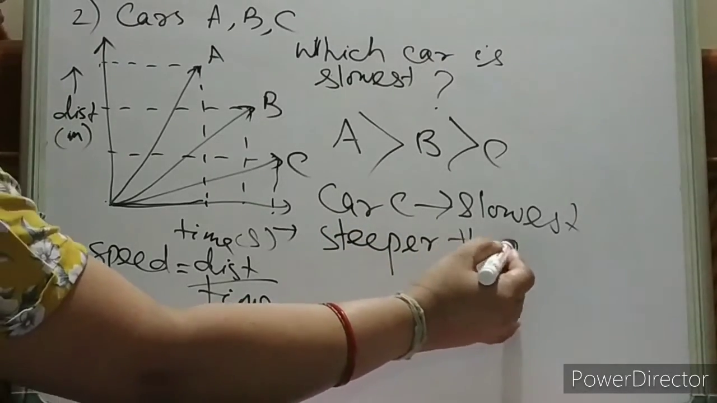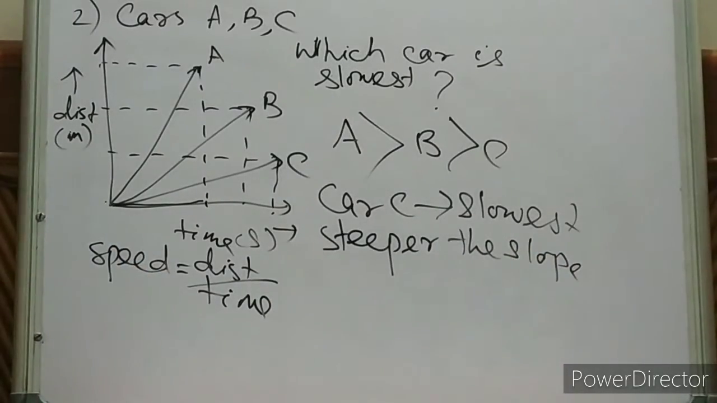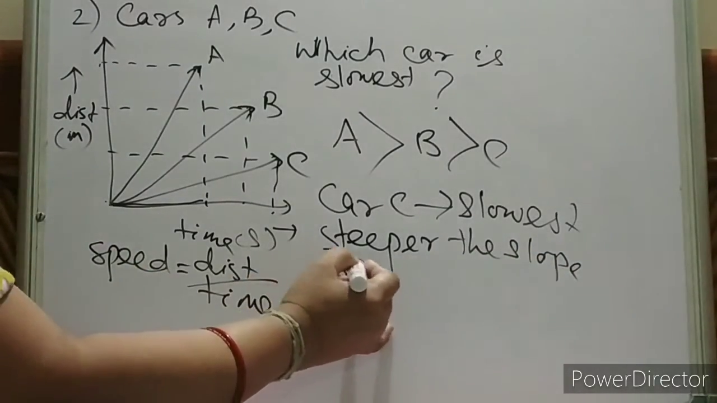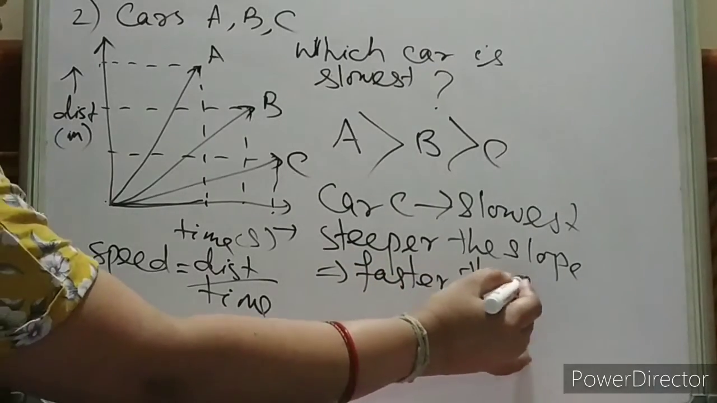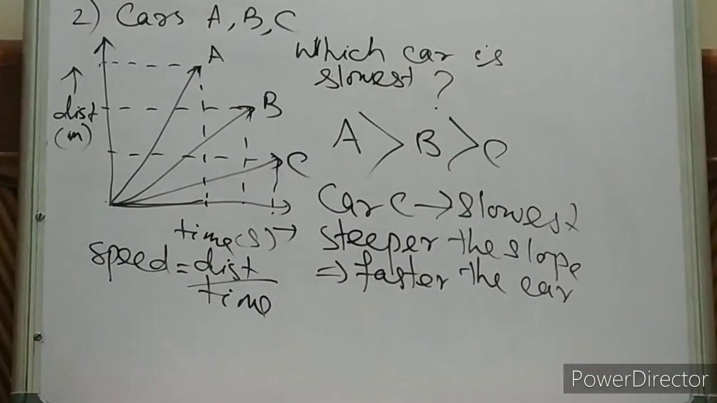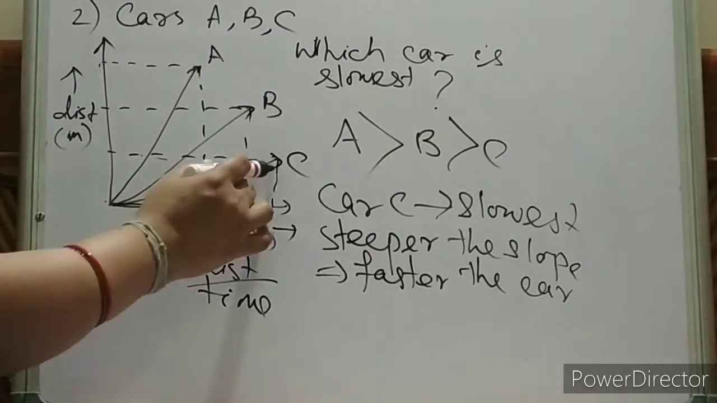Steeper the slope, then speed will be more. That means faster the car. Is it okay children? See, the slope will be more in this case than this case.